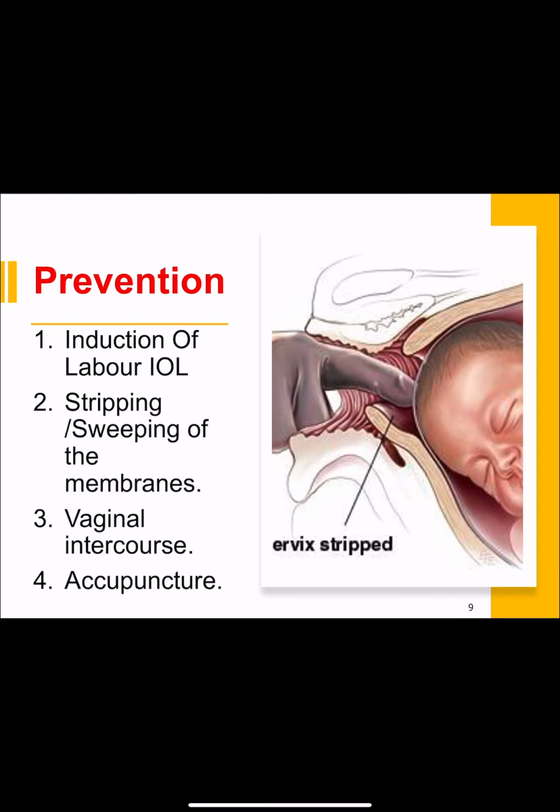The prevention of post-date pregnancy is either by induction of labor if the cervix is favorable at term, or by sweeping of the membrane. This is done by digital examination, and we will try to separate the cervix from the membrane. This will release prostaglandin and enhance ripening of the cervix and contraction of the uterus. Number 3, vaginal intercourse also acts by the same mechanism as sweeping, by increasing the release of prostaglandin, and finally acupuncture.